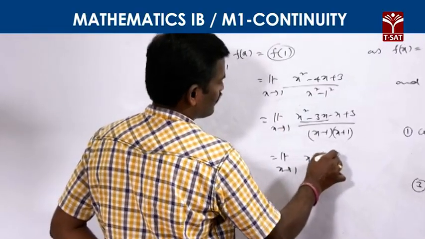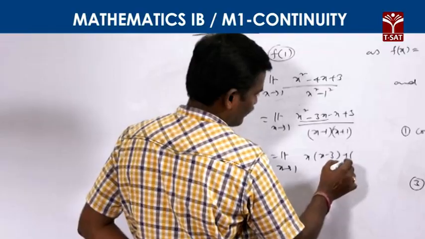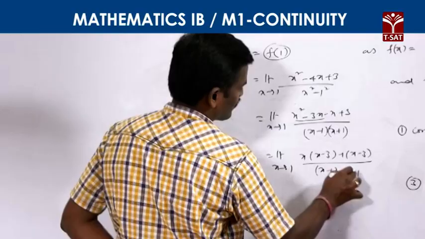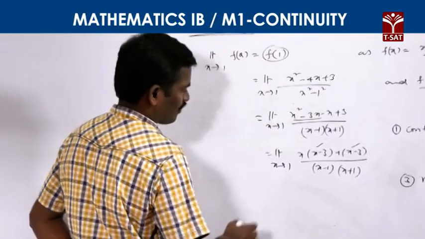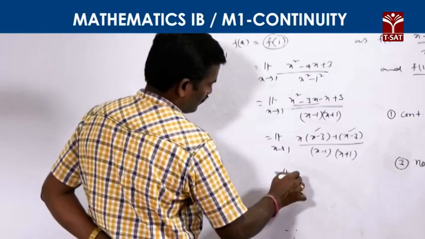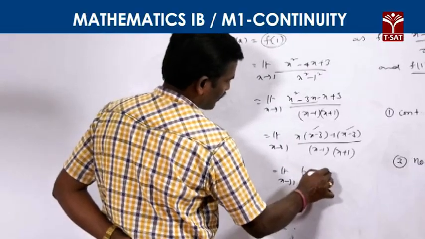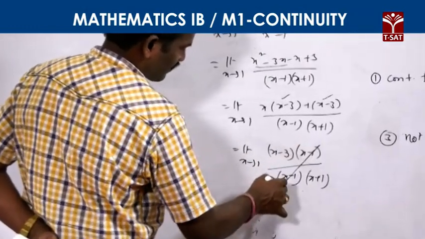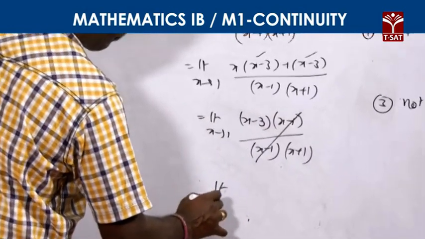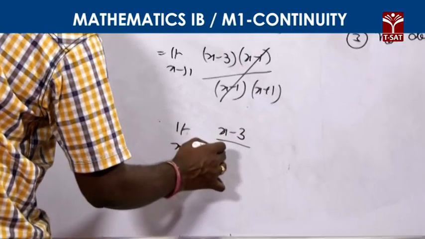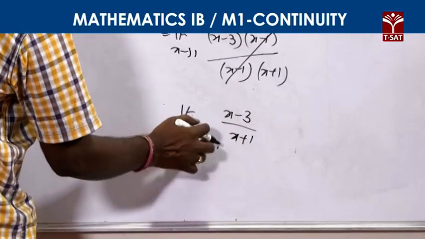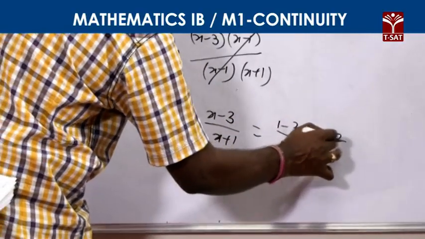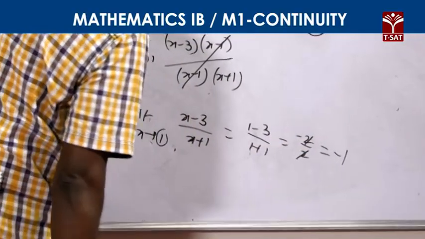So x minus 3, and from the remaining two terms take x minus 1 common: that is (x minus 3) by (x minus 1)(x plus 1). Again x minus 3 is common. So the limit as x tends to 1 of (x minus 3) by (x plus 1), the x minus 1 cancels. As x approaches 1, substituting the value, 1 minus 3 by 1 plus 1, that is minus 2 by 2, the answer is minus 1.